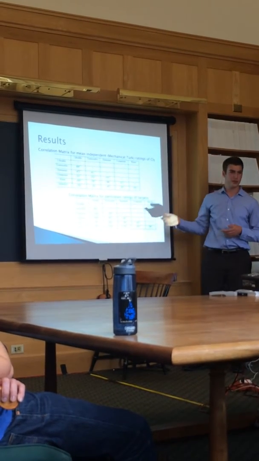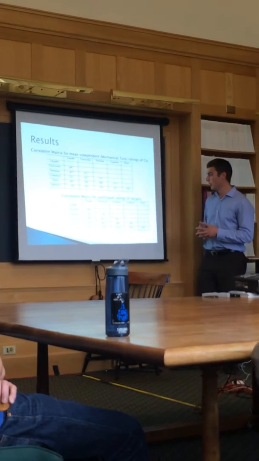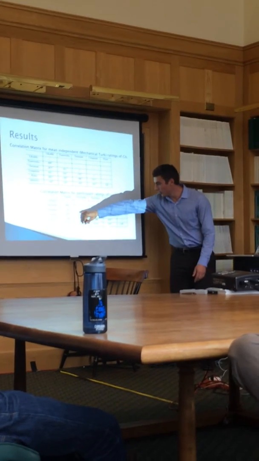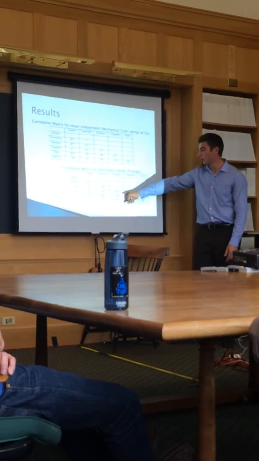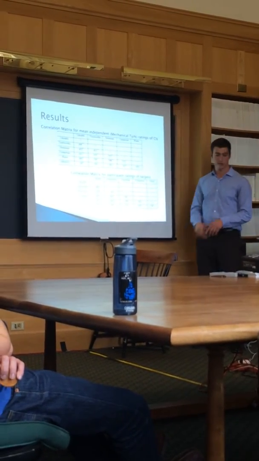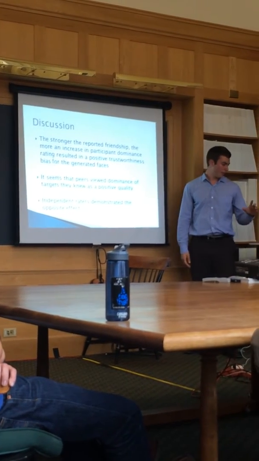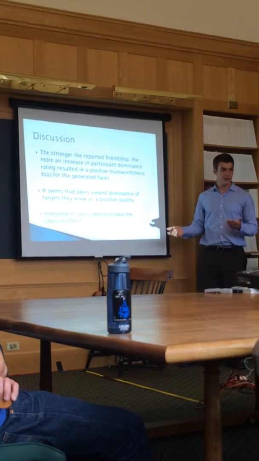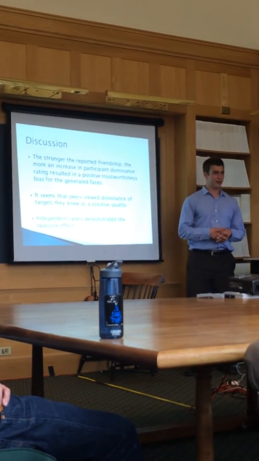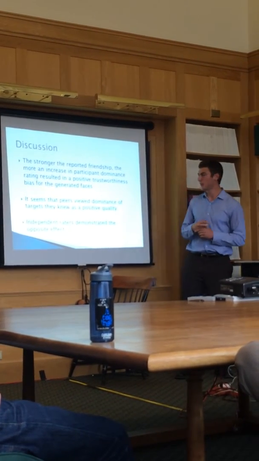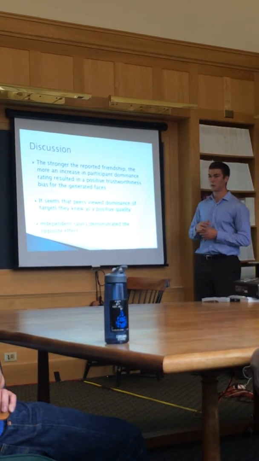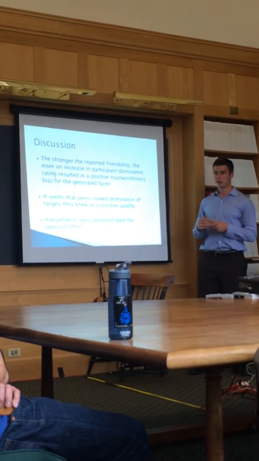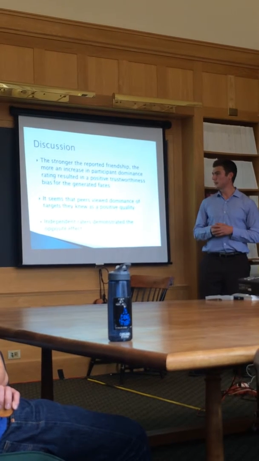But then if I look at participants who came to the lab, who were mostly friends of the targets, I can see that the only thing dominance is significantly correlated with is confidence. I don't see the same significant negative correlations. So it seems as though peers viewed the dominance of targets they knew as a positive quality, while independent raters, these strangers on Mechanical Turk, demonstrated the opposite effect. And again, the stronger the reported friendship, the more an increase in participant dominance rating resulted in positive trustworthiness bias for the generated faces.